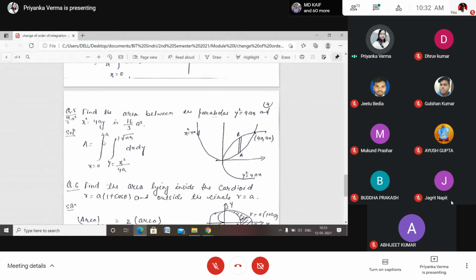One thing I wanted to ask: if you take the strip in the horizontal direction, then what will be the limit of integration? In question number 5, I'm repeating it again. If we take the strip in horizontal direction, then what will be the limit of integration?